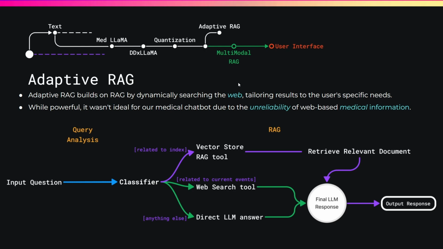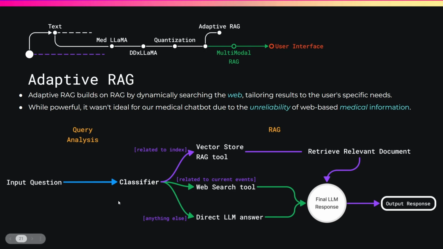So first of all, we try to implement an advanced retrieval technique that is known as adaptive RAG. What adaptive RAG does is, when the user inputs a question, we do a query analysis. The classifier basically ranks the vector store as relevant or not.